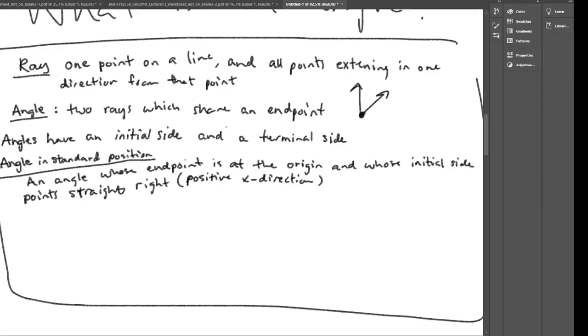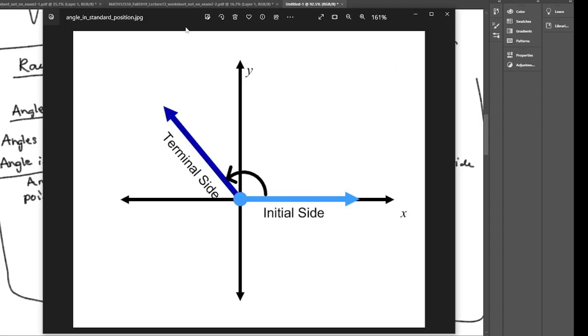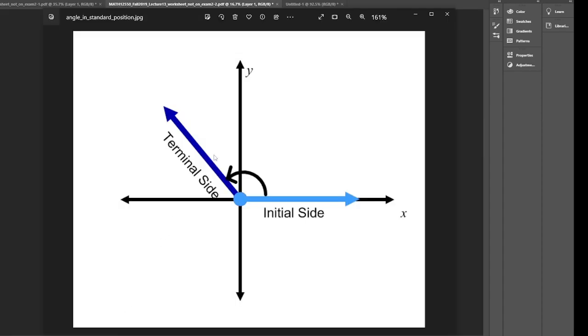So here I have a little picture of an angle in standard position, and you can see its initial side, this lighter blue side, points straight to the right, and its endpoint is at the origin. The terminal side can point in whatever direction it wants, though its endpoint must also be at the origin because it has to be part of the same angle. We don't usually draw this curved arrow, but you can imagine the terminal side starting out pointing to the right like the initial side, and rotating out this way. The path along which it rotates is kind of thought of as the angle.